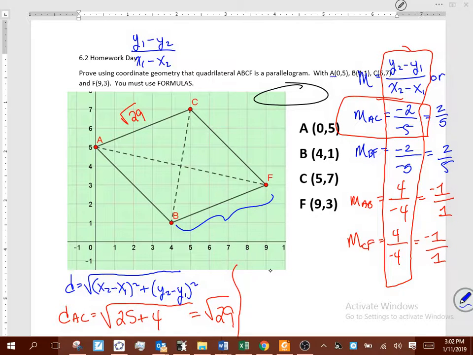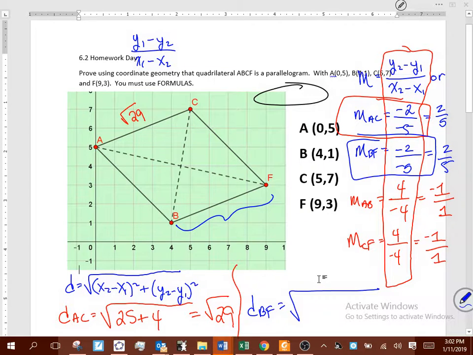It should be radical 29, right? We have a theorem that says opposite sides of a parallelogram are congruent. Now think about this. If I want to find distance B to F, let's come over here. We're going to be using this stuff now, right? Well, is that -2 and that -5 the same as the -2 and -5 we used here?